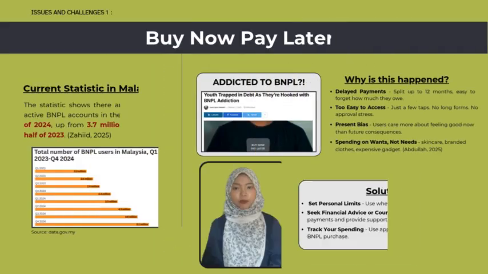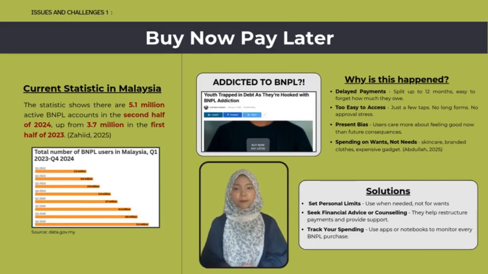Let's talk about the first issue, Buy Now Pay Later, or BNPL. It's a payment method that exploded in popularity, letting us get what we want now and pay for it later. But what does this trend really mean for us?